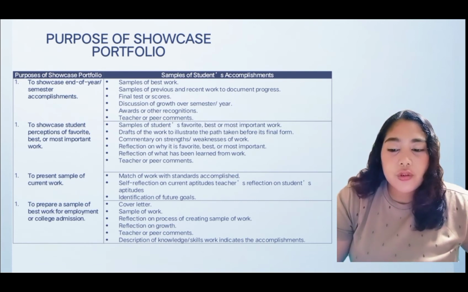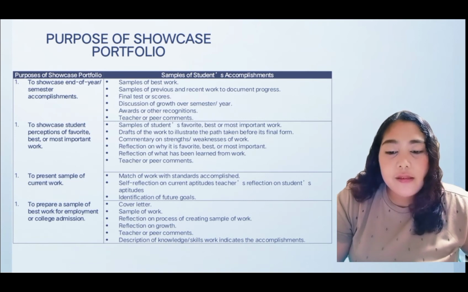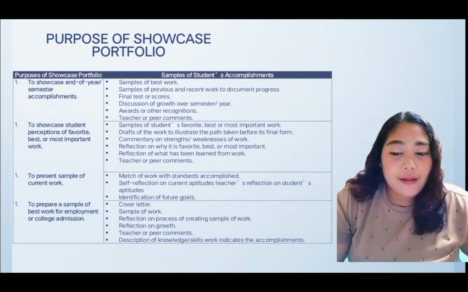Overall, showcase portfolios are designed to display a learner's best quality of work. This might be to highlight students' success or to showcase a variety of accomplishments.